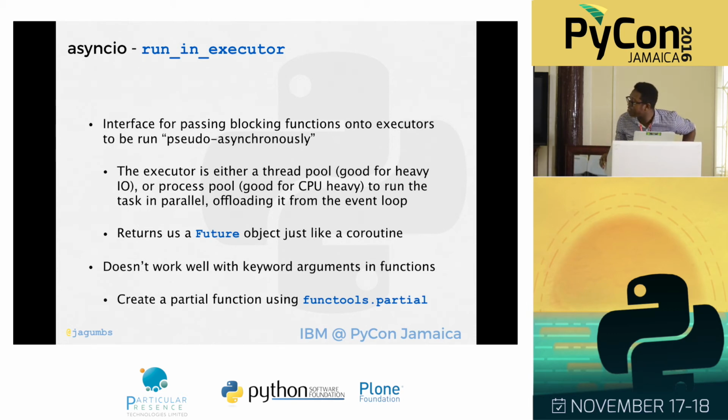There are a couple of caveats there that I had to worry about that I put out there. It doesn't really work at all with keyword arguments. So if anybody's heard of functools.partial, where you create partial functions, that's pretty much your saving grace for being able to use async IO for some of these things.